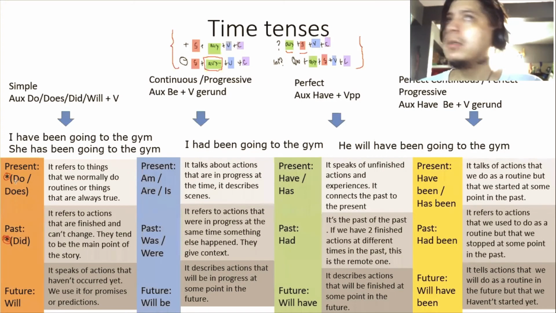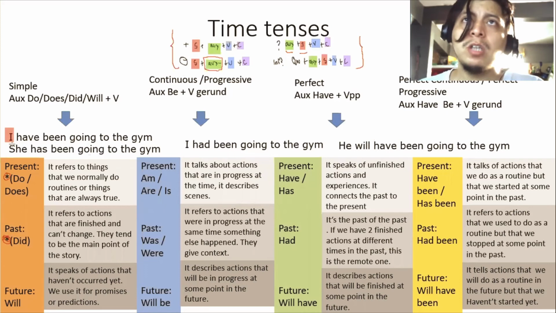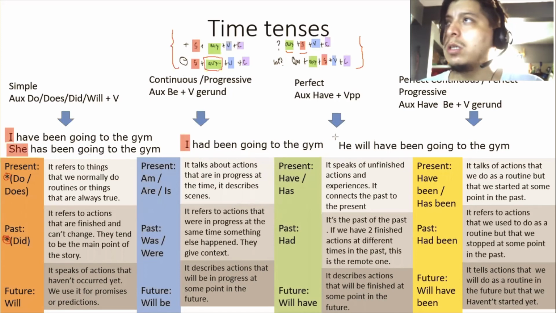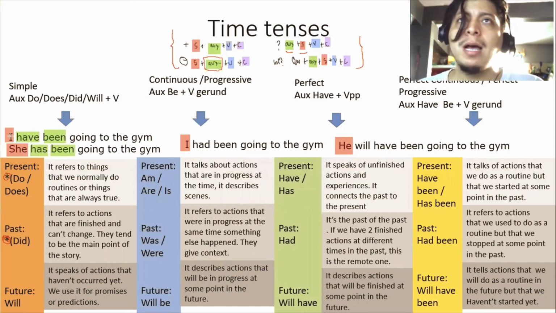We have, all of them are affirmative statements. So all of them start with the subject. The subject is the doer of the action, the person doing the action. Then we need to have the auxiliary. The auxiliary is two words, have and been. Or in the present perfect continuous, it can be has and been, depending on the subject. I have been, you have been, we have been, they have been, you have been. She has been, it has been, he has been.